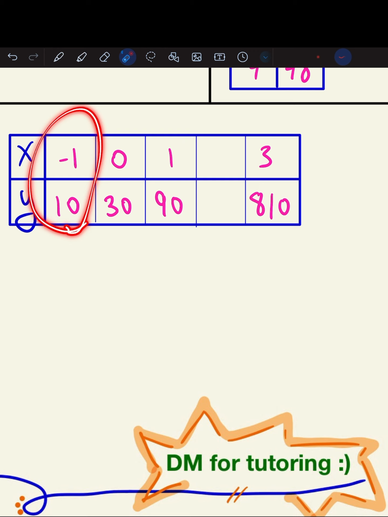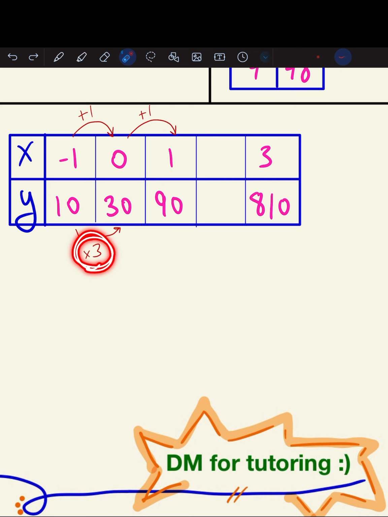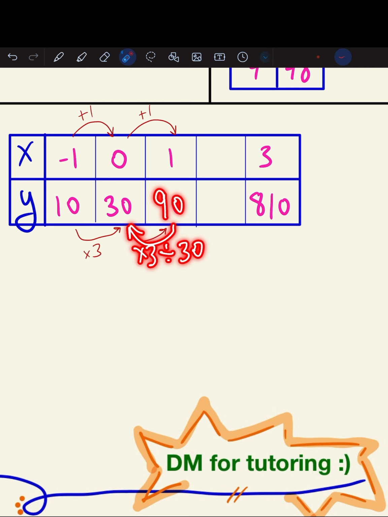First off, don't let the negative point confuse you. Just see what your x's are changing by. From -1 to 0 is adding 1, and from 0 to 1 is also adding 1. From 10 to 30 is multiplying by 3, and from 30 to 90 is also multiplying by 3. If you can't recognize what they're multiplying or dividing by, put your bigger number in the calculator and divide it by the number behind it. That will tell you what it's multiplying by.